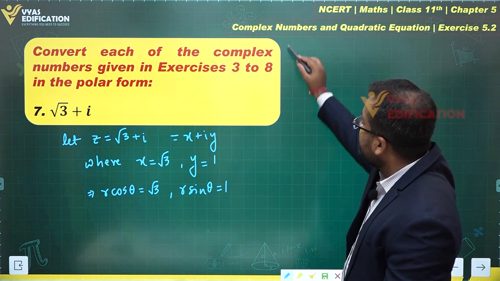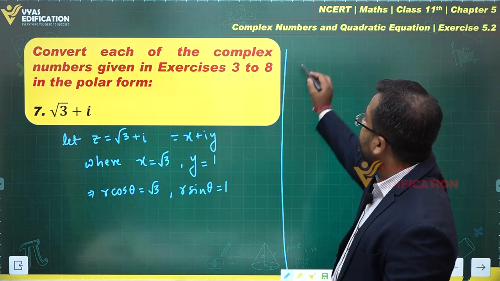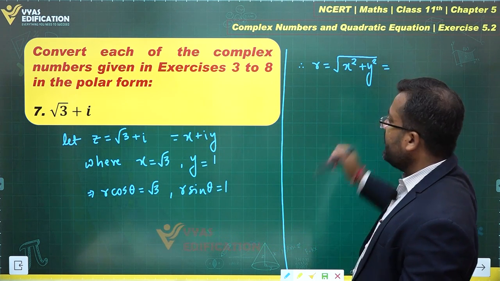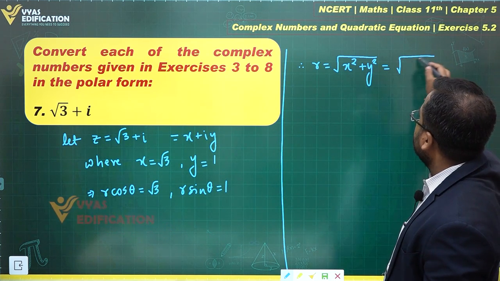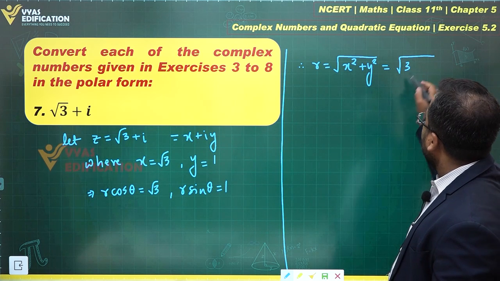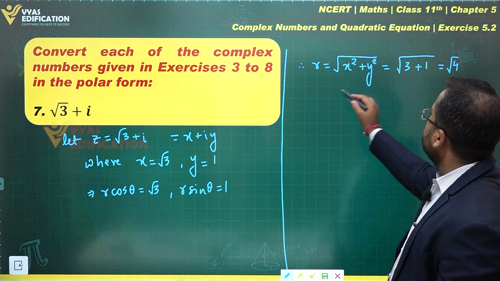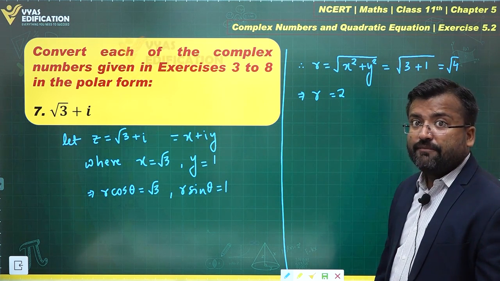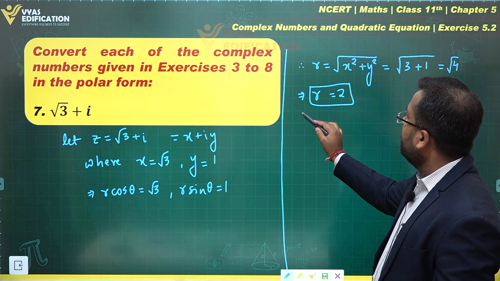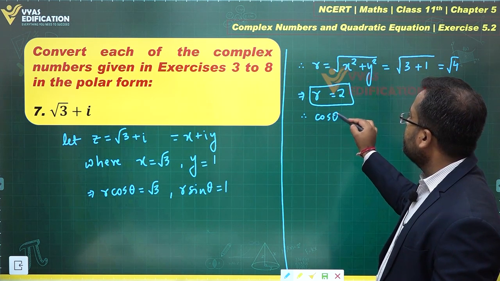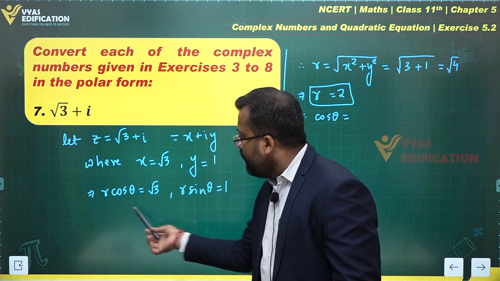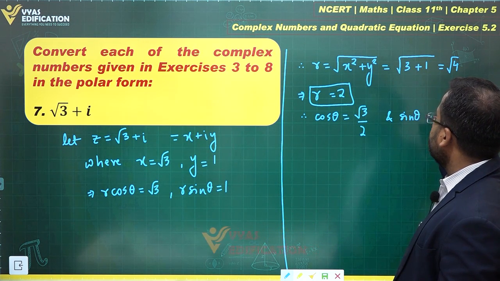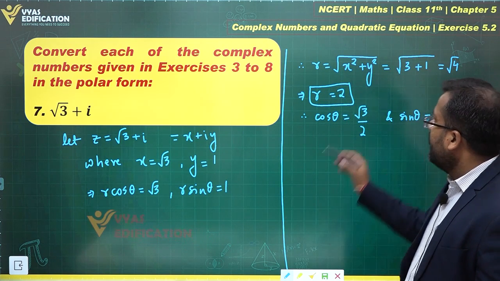On the basis of this, you can easily find the value of r. Therefore, r equals under root of x square plus y square, and what is that equal to? Under root of 3 whole square, which is 3, plus 1 square, which is 1, root of 4, which gives me 2. The value of r is simply 2. If r is 2, then cos theta becomes equal to root 3 by 2, and sin theta is 1 by 2.